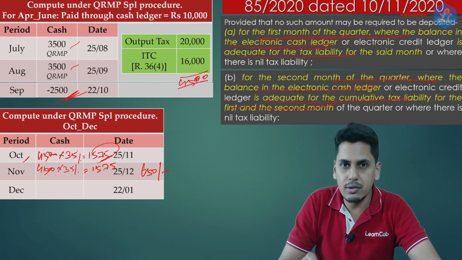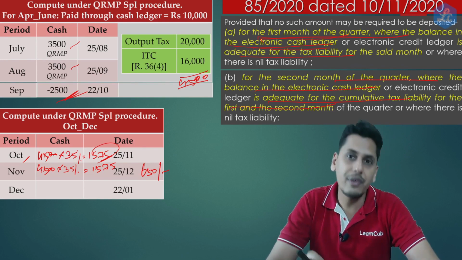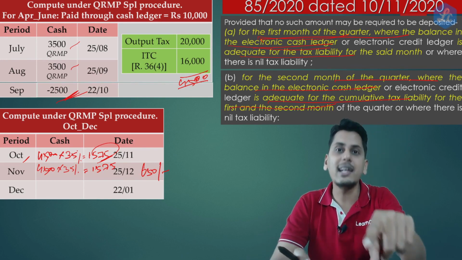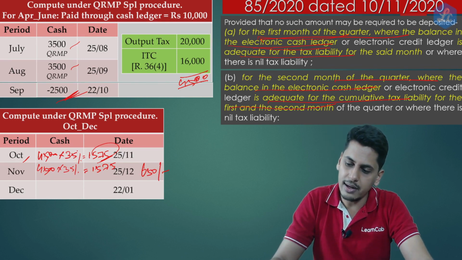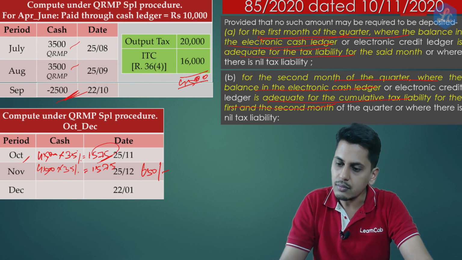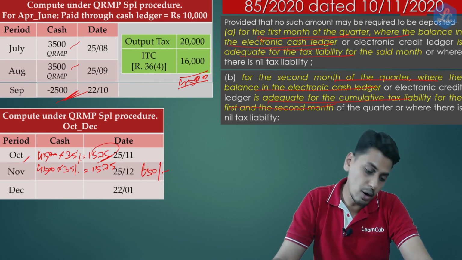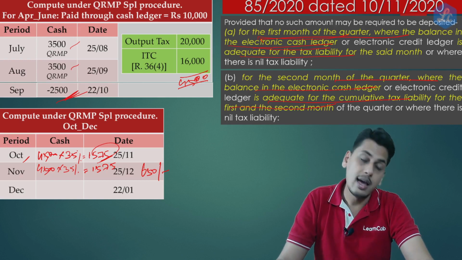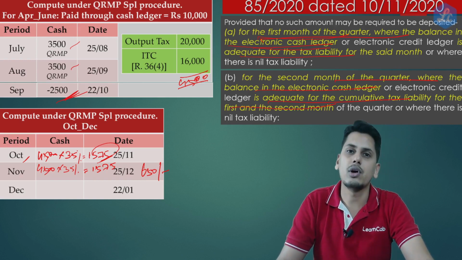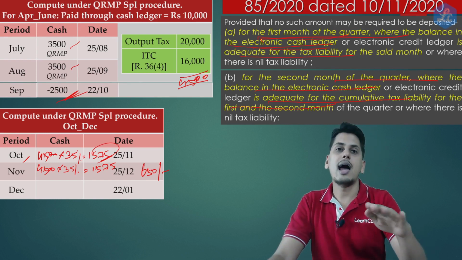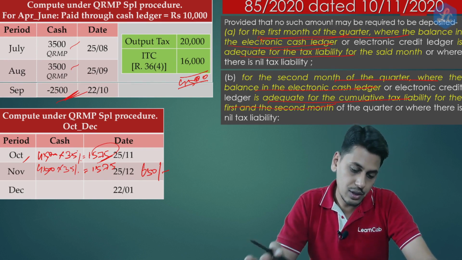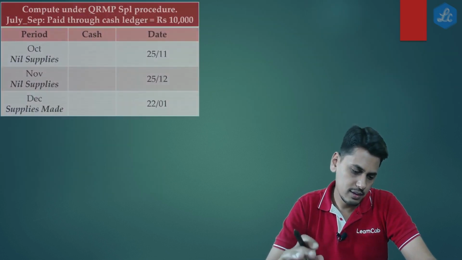I already had 2500. For the first month, my liability was 1575. The balance was adequate. For the second month, now my cumulative liability is how much? My cumulative liability is 3150. The amount which is lying is 2500. So the difference amount of 650, I need to deposit it by 25th of December. So now I am able to comply with the provisions of this notification. I am sure you are able to follow this. Let's take another case.